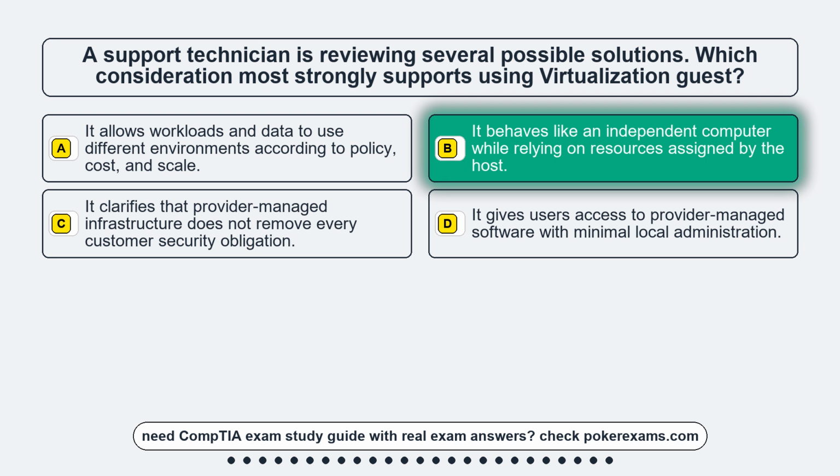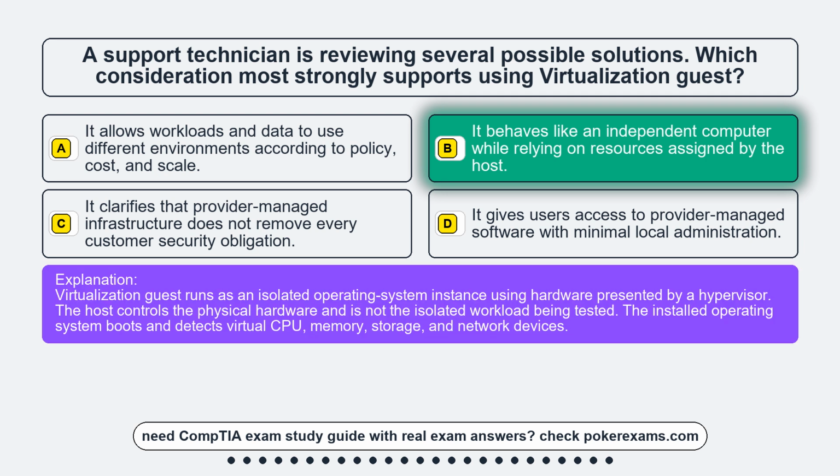It behaves like an independent computer while relying on resources assigned by the host. Virtualization guest runs as an isolated operating system instance using hardware presented by a hypervisor. The host controls the physical hardware and is not the isolated workload being tested. The installed operating system boots and detects virtual CPU, memory, storage, and network devices.